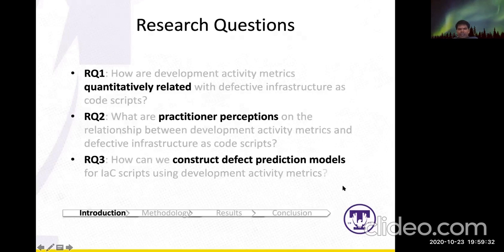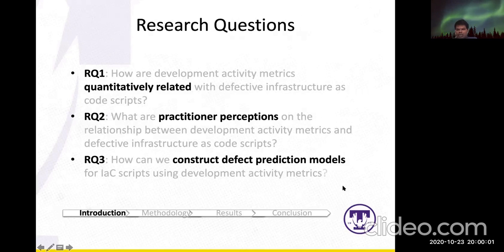So we answered the following 3 research questions. First one is what development activities are related quantitatively with defective infrastructure as code scripts. Then we wanted to see what the practitioner perceptions are through a quantitative survey and also a semi-structured interview. And then we also wanted to see if we build defect prediction models using these development activity metrics, then what do the results look like.